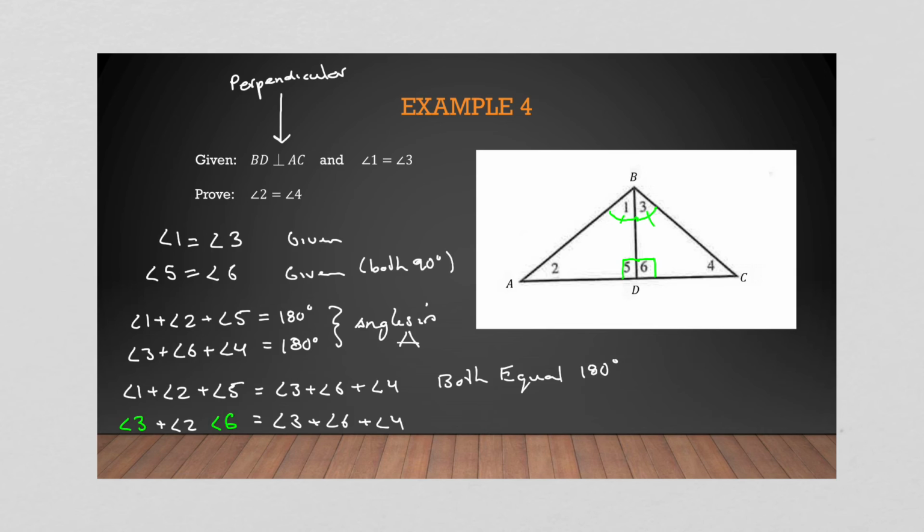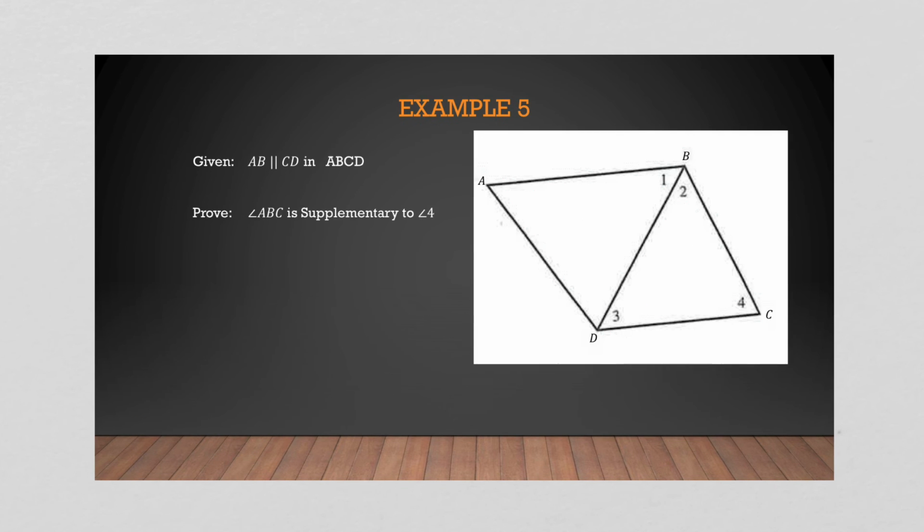And you got an angle 3 on both, you got an angle 6 on both, and what are you left with? So that would be subtraction as my step. Subtraction and substitution. So then you're left with angle 2 equals angle 4. Exactly what you want. Proof. You're done. So you're getting the hang of it, I'm sure. We got two more, maybe one more here.